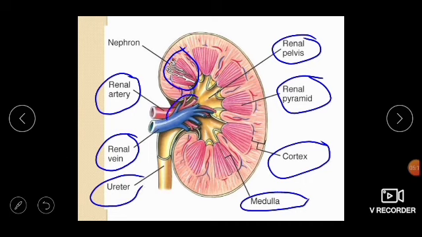This is the region where the blood vessels enter and leave, and the ureter comes out from here. This portion is known as the hilum of the kidney.